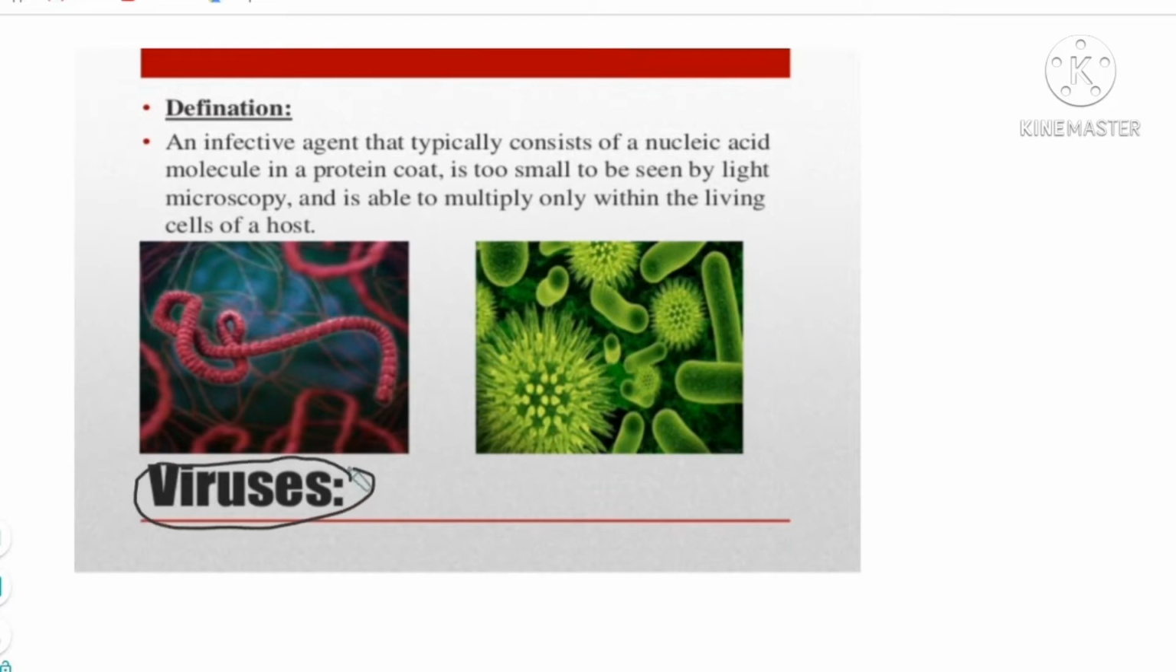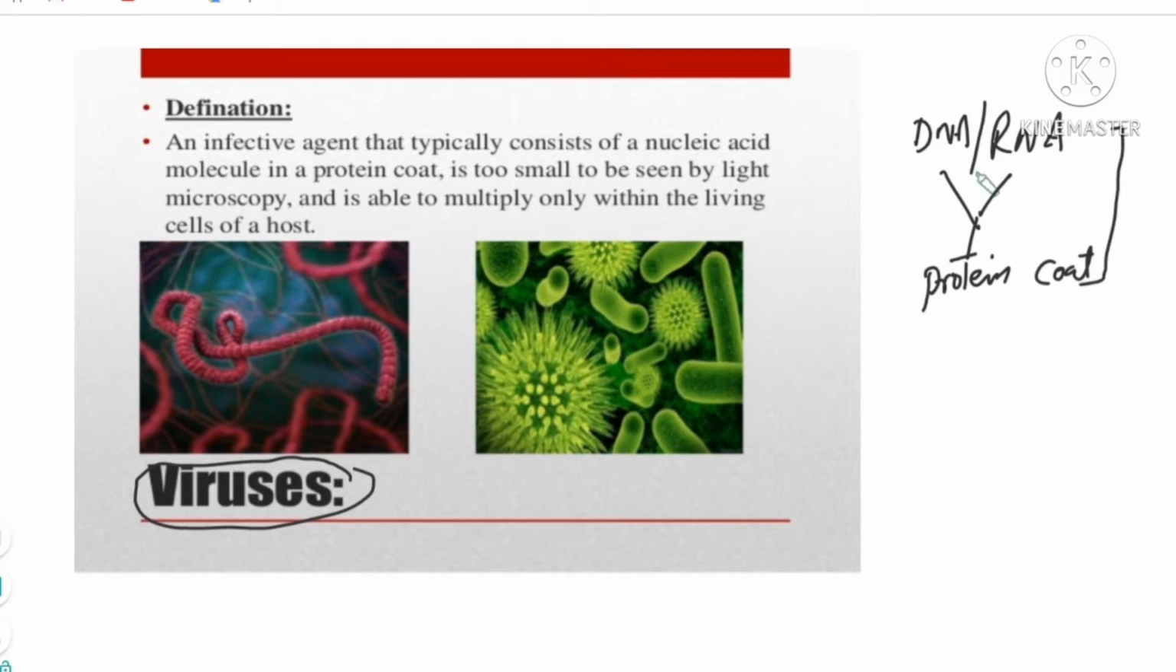What's actually a virus? A virus is an infective agent that consists of nucleic acid, that's DNA or RNA. This DNA or RNA is present inside a protein coat. This is actually a virus. So it's DNA or RNA, not both. DNA or RNA within a protein coat is called a virus.